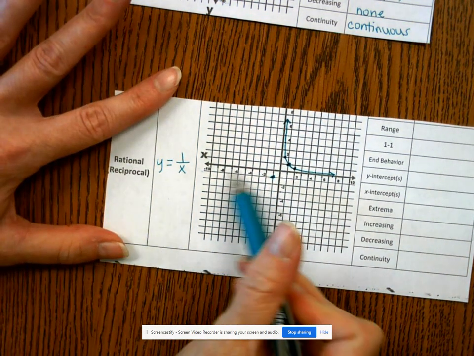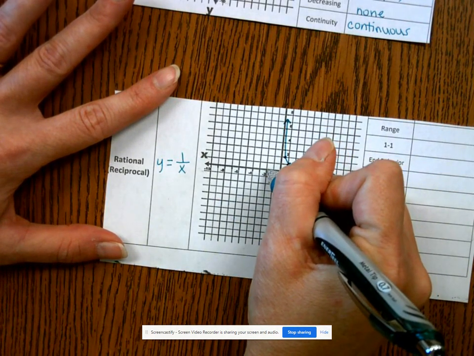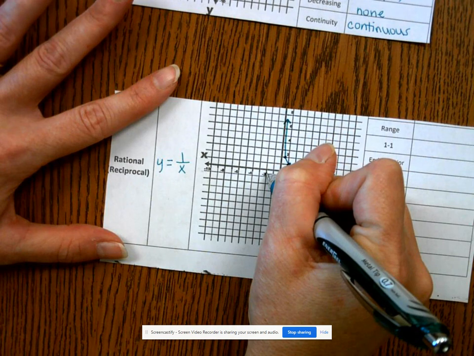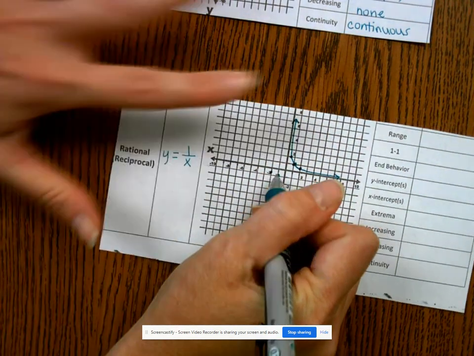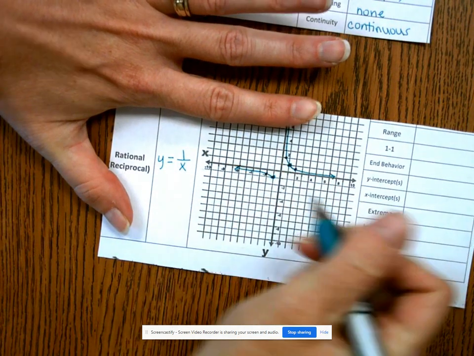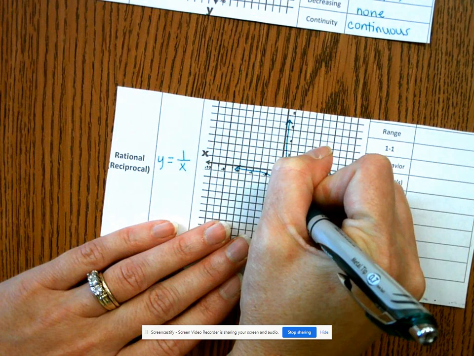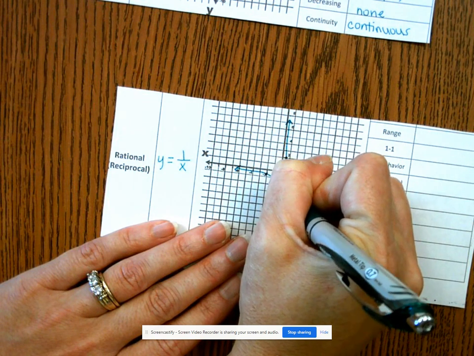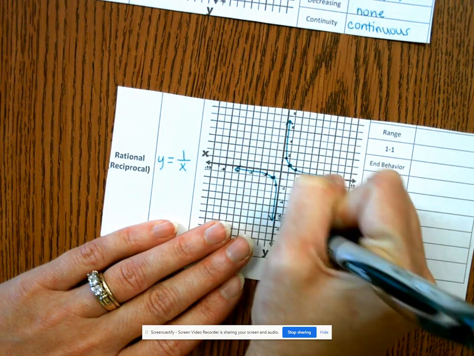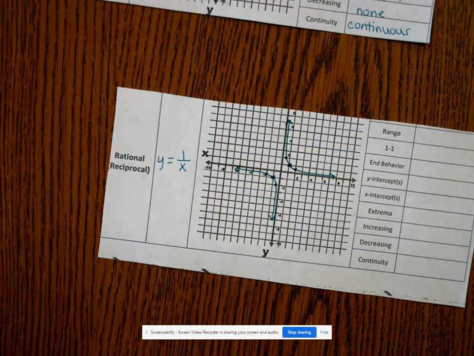All right, down here, you're going to get the exact same picture. It's just in the negatives. So if I plug in a negative 2, I get negative 1/2. And as we go bigger, we're going to get closer and closer to 0. If I plug in a negative 1/2, I'm going to get negative 2. And then again, you're just going to hug that axis to get the rest of those values.